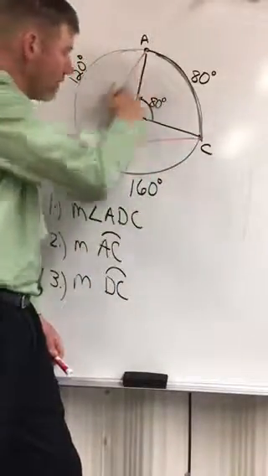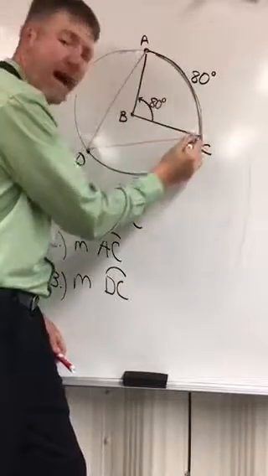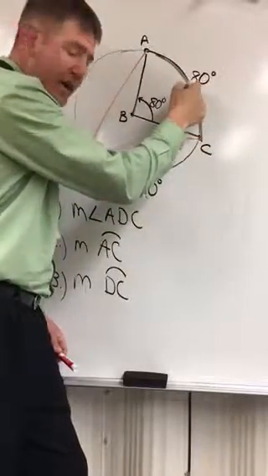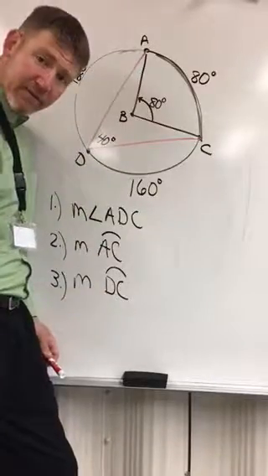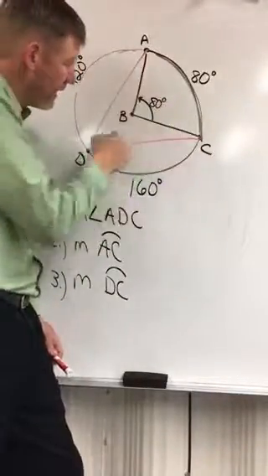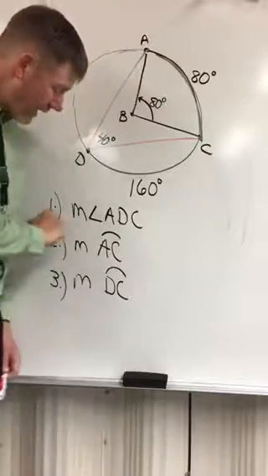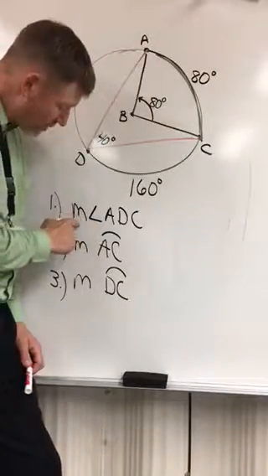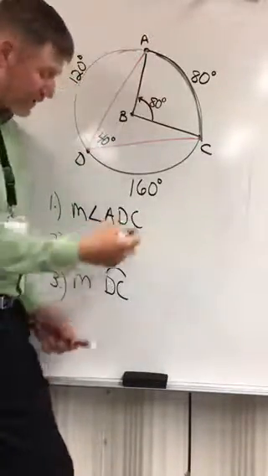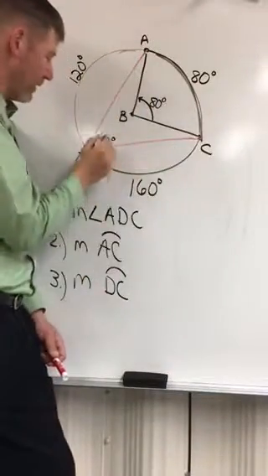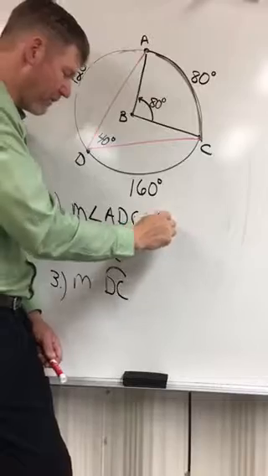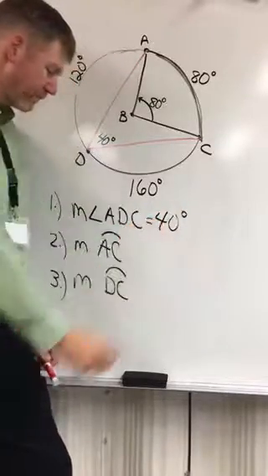Now, the inscribed angle will always be half of this angle right here. So you could actually fill this angle in as 40 degrees, okay? Because half of 80 is 40. Now we have to answer the questions. What is the measurement of angle ADC? Well, let's look at ADC. Well, it's this angle right here. That is 40 degrees.